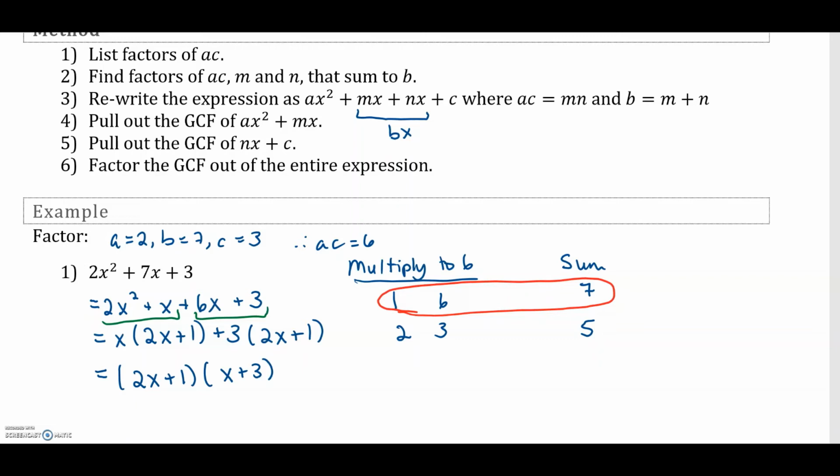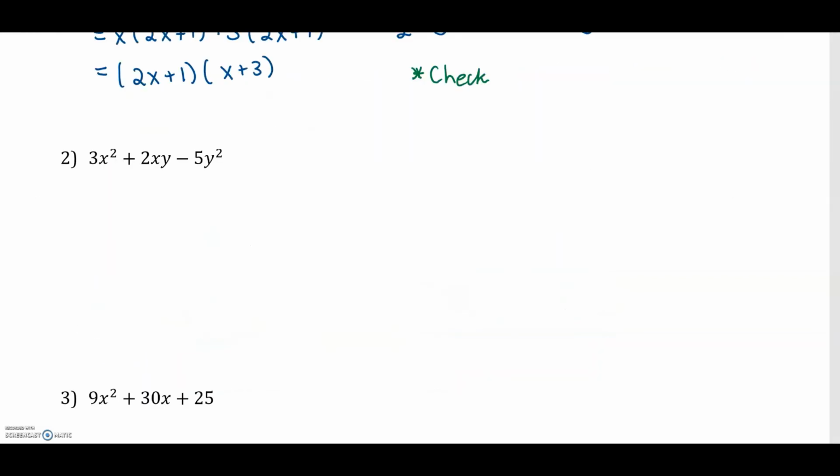Take the time and do a little check to expand out what you factored and make sure that you get the result of what you started with. In the next example, we have 3x squared plus 2xy minus 5y squared. Identifying the values for a, b, and c, we get that a is equal to 3, b is equal to 2, and c is equal to -5. Therefore, ac is equal to -15.